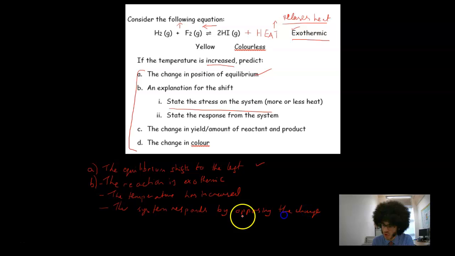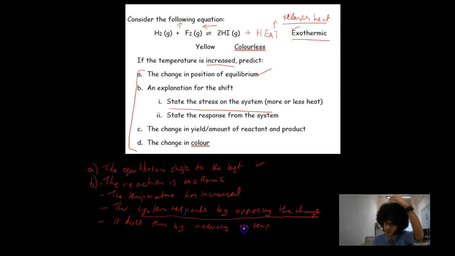Now this is your stock line. Whether you're dealing with pressure, concentration, temperature, it doesn't matter. You always say the system wants to oppose the change. And then you can finish off with it does this by reducing the temperature. I'll just put temp there, and it'll do that obviously by shifting to the left. Now to finish off, I can tick these off. I now need to talk about the change in yield and the change in colour. I'll combine C and D as one sentence, just because I'm running out of room.